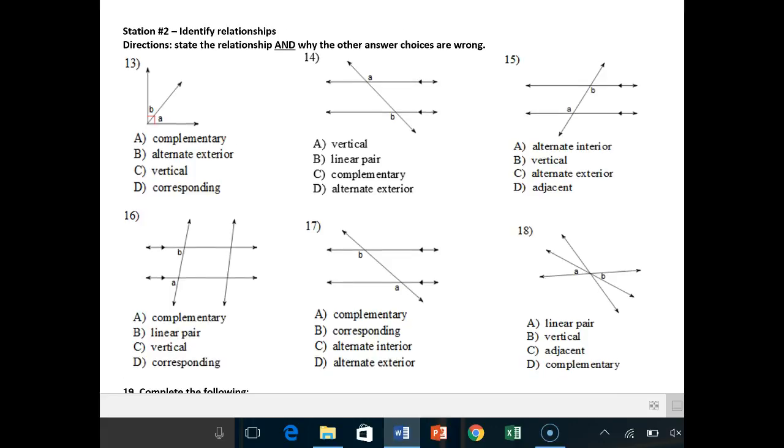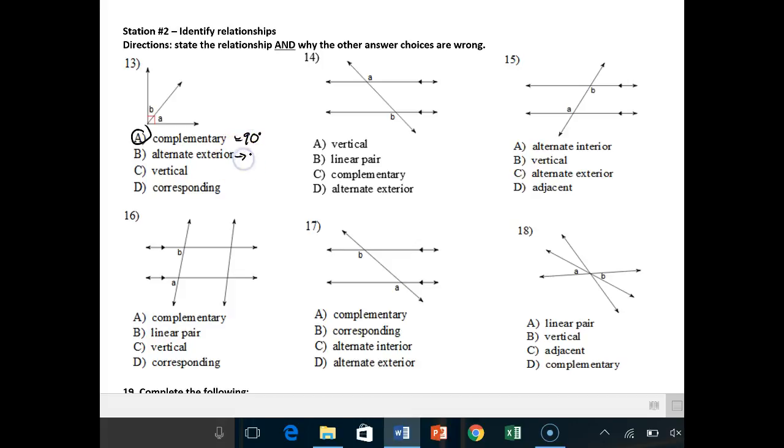Station 3 is identify the relationships. So basically, we're just using our vocab, and then also stating why the other choices are wrong. For a problem like number 13, it's complementary. Add up to 90 degrees, right? Why the others are wrong.